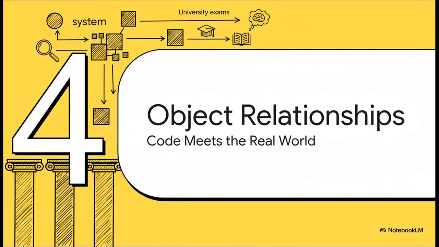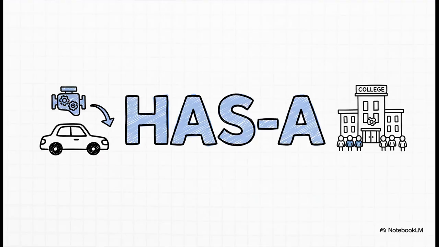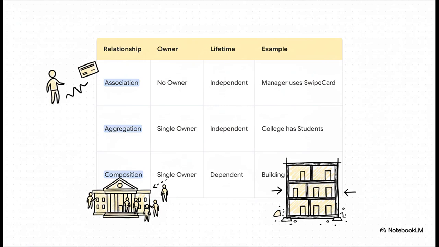Okay, so we've got our 4 pillars down. Now for the fun part. Let's see how all these pieces come together to build the actual complex systems we use every single day. This is where it gets really interesting. So far, we've talked a lot about that is-a relationship. A dog is an animal, but objects also have has-a relationships. A car has an engine. A college has students. This describes how bigger objects are built up from smaller ones, and there are a few different flavors of this. And this has idea comes in a few different strengths.